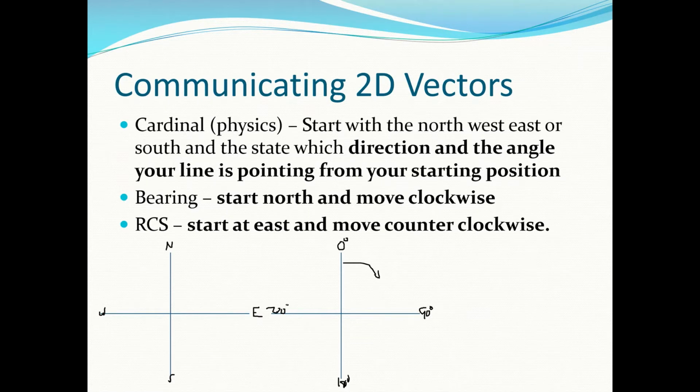And then the last one is RCS, where you start east and move counterclockwise. And again, we use angles for this one. So this is 0, this is 90, because we move counterclockwise. And this is 180, and this is 270. So we'll just use this as a reference later if you're studying for this.